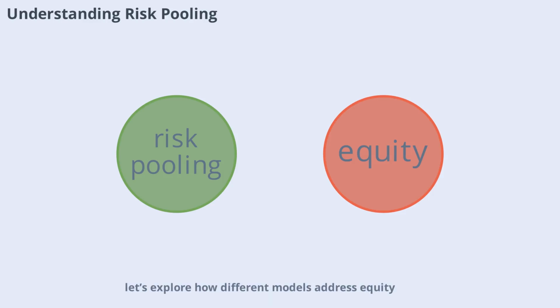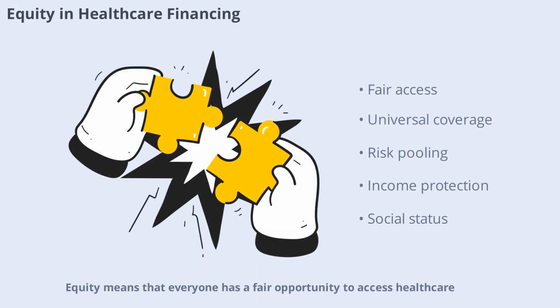Next, let's explore how different models address equity. Equity means that everyone has a fair opportunity to access healthcare, regardless of income or social status. The Beveridge, Bismarck, and NHI models strive for equity through universal coverage and risk pooling. The out-of-pocket model, however, often leads to inequities as only those who can afford to pay receive care. Promoting equity is a central goal for many health systems.